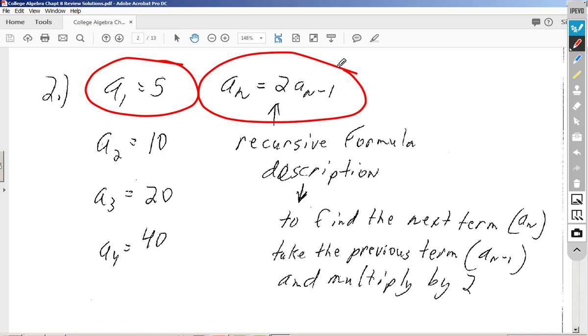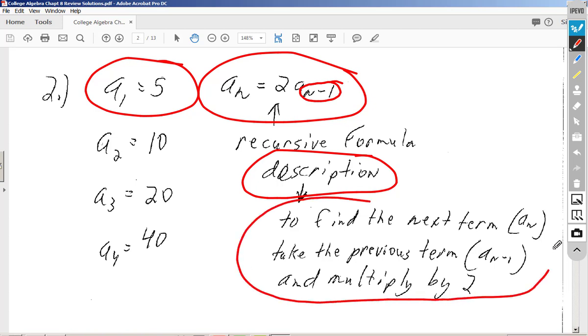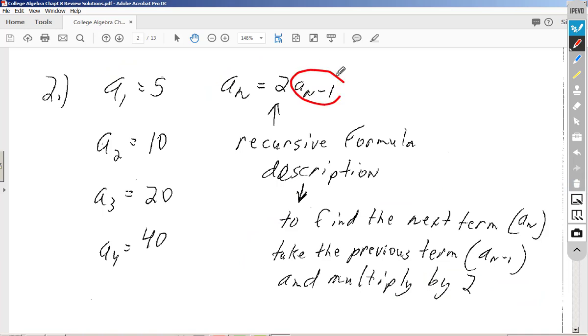And you're going to notice that this is a recursive formula. Remember, recursive formula is a description. It's not an actual equation, although you can treat it as an actual equation. But this right here is our subscript. So that's not actually part of the equation. So basically this is telling me to find the next term, a sub n, take the previous term, which is a sub n minus 1, and multiply by 2. So it's more of a description rather than an actual equation. So this right here means the previous term. So don't forget that a recursive formula is not an actual equation.